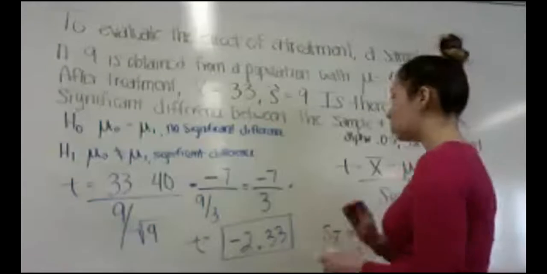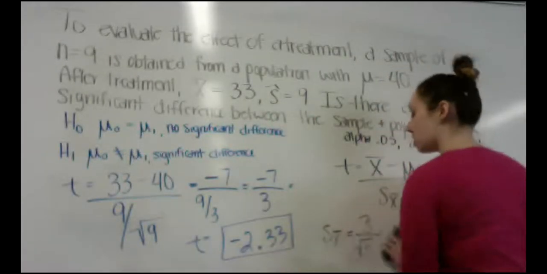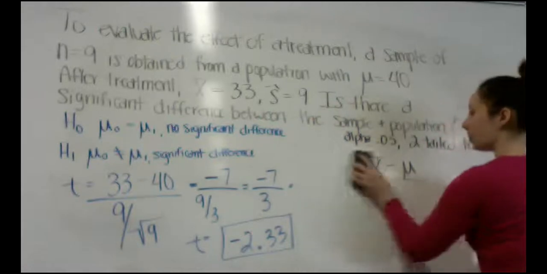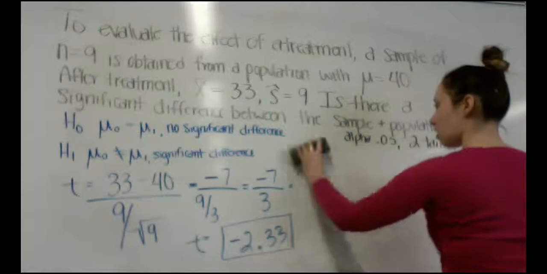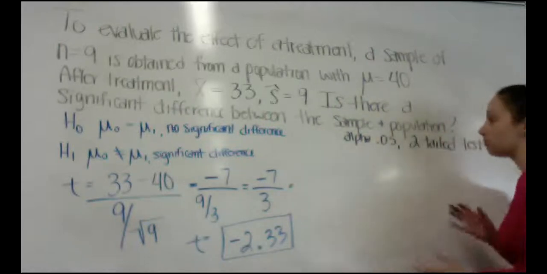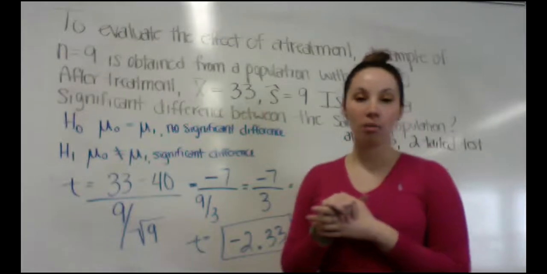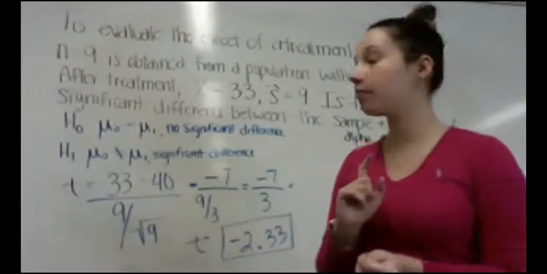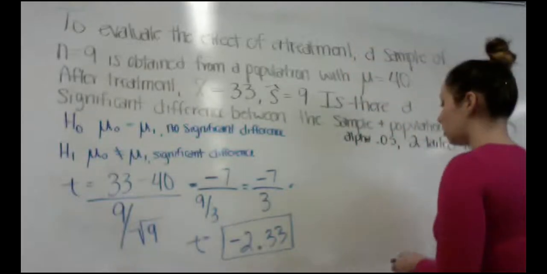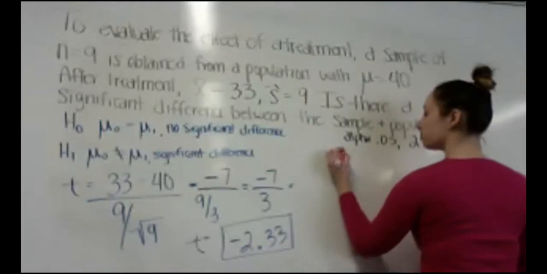Just like our z examples, I highly suggest you draw out the distribution in order to understand what's going on. Before we go to the t table, however, there is one piece of information that we do need. We need our degrees of freedom. And remember that degrees of freedom is just n minus 1.